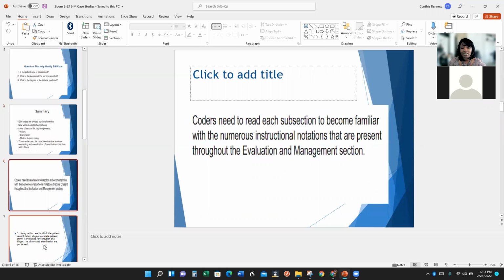So coders need to read each section and the subsection to become familiar with the instructions for coding that particular section. And I would definitely do it now while you're actually learning. It takes a little bit more time, but then that will help you to choose the correct code.